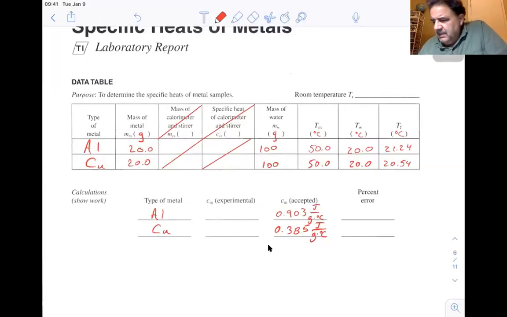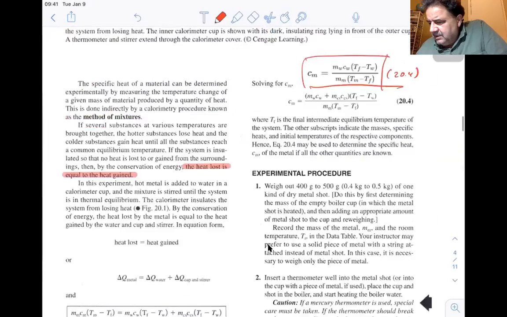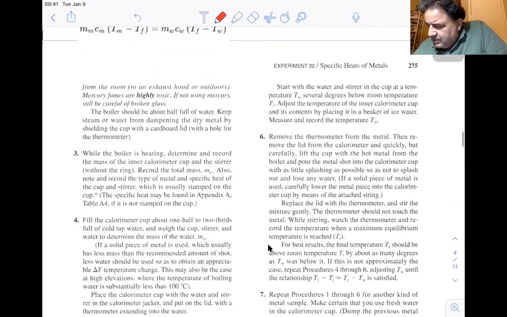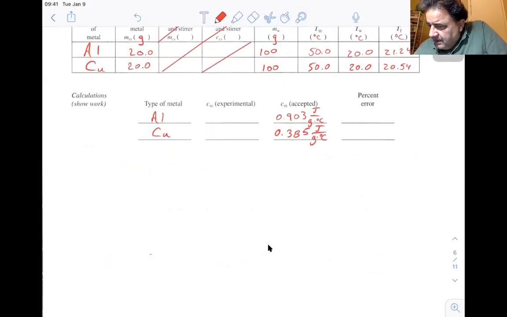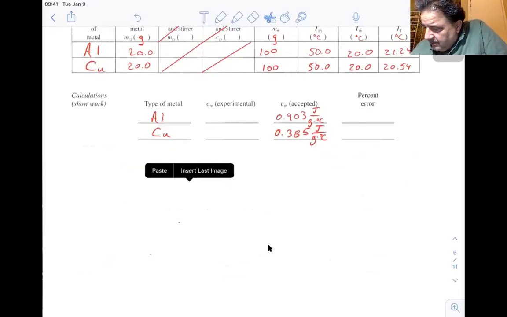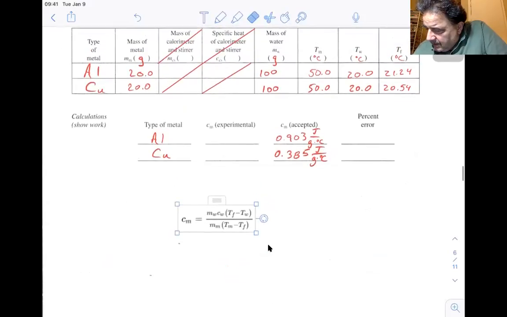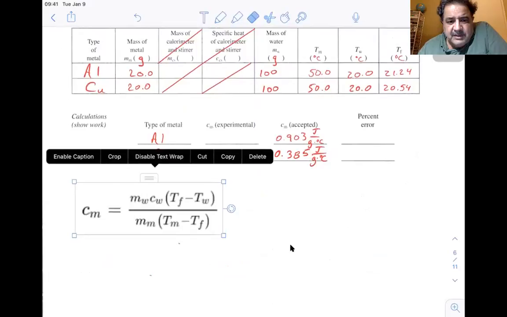Now your job is to use this equation. Let's see if I can capture that, copy, paste. We can erase the red part. Your job is to use this equation to calculate the specific heat of the metal. The mass of the water times the specific heat of water times the difference between the final temperature and the water temperature, divided by the mass of the metal, divided by the delta T of the metal. So T metal minus T final.